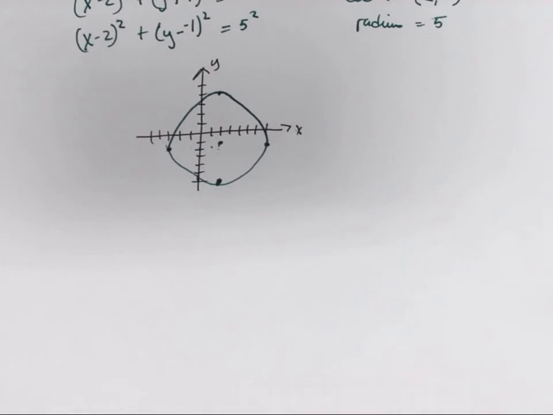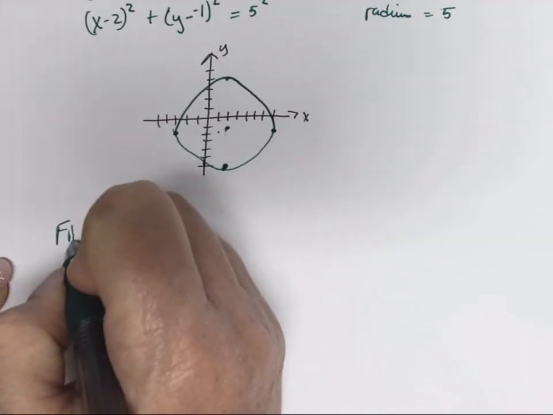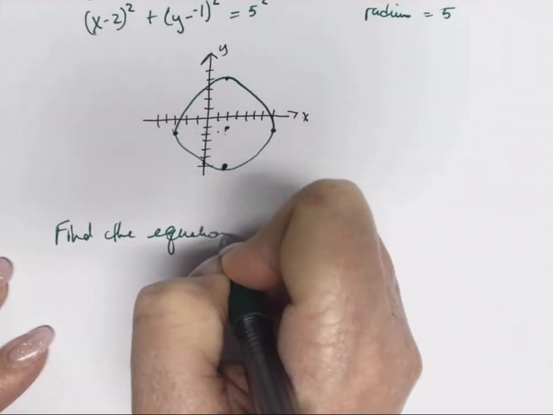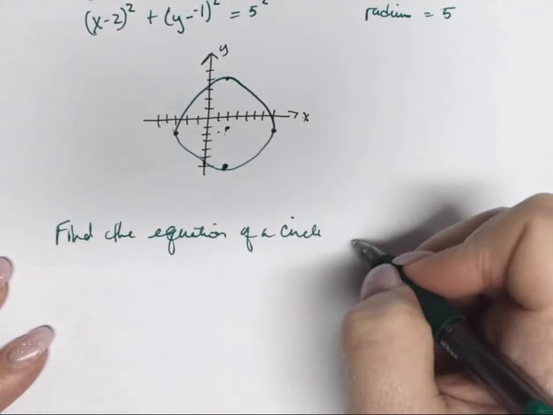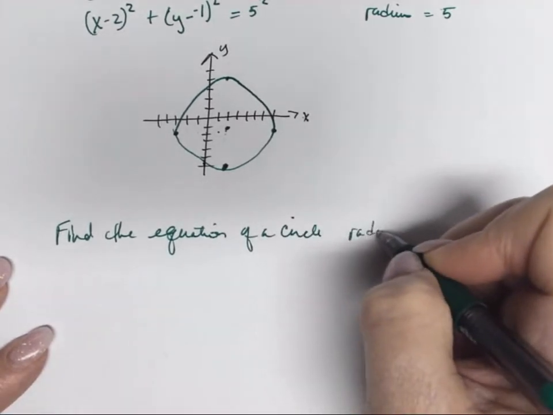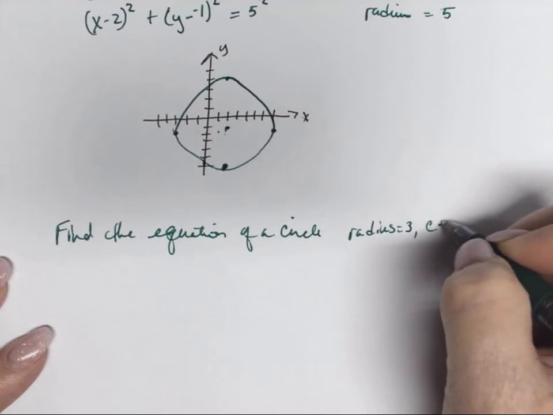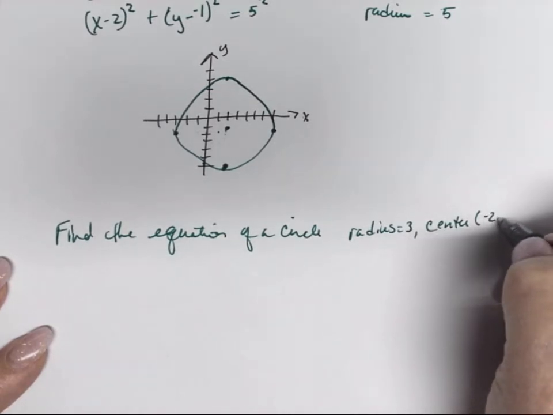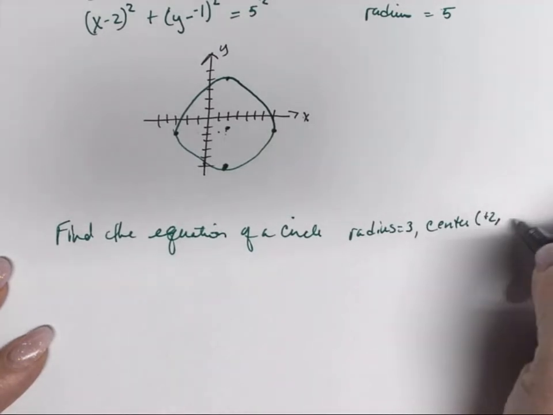Now let's find the equation of a circle with a radius equal to 3, and the center is 2, negative 5.